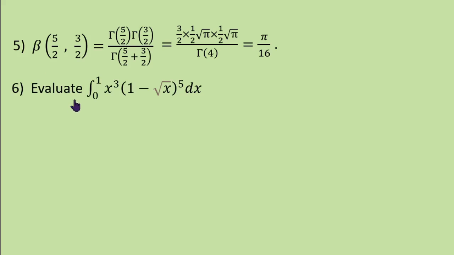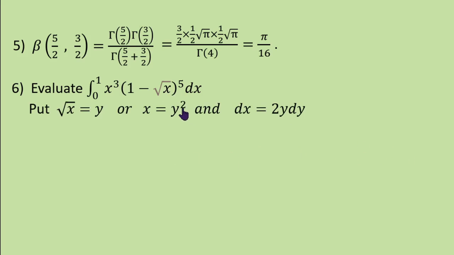Next one, evaluate the integral 0 to 1 x power 3 into 1 minus root x power 5 dx. Now make this root x as y, so we get the 1 minus y form. Therefore y is root x, or x is y square. So root x is y means x is y square. dx is 2y dy. And the limit, when x is 1, root 1 is 1, y is also 1. When x is 0, y is 0.